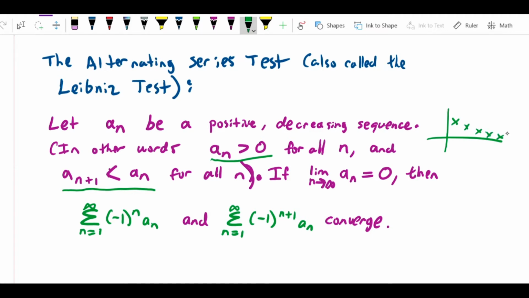So once we have a positive decreasing sequence, if the limit as n approaches infinity of a_n, in other words, the limit of the sequence, not the series, is 0, then we can say that the alternating series that you form by taking that sequence and making it alternate converge. And I've said both of these converge because it doesn't matter whether I make the first term negative, as in this case, or positive, as in this case. If it alternates, this limit is true, and we have a positive decreasing sequence, then the series converges.